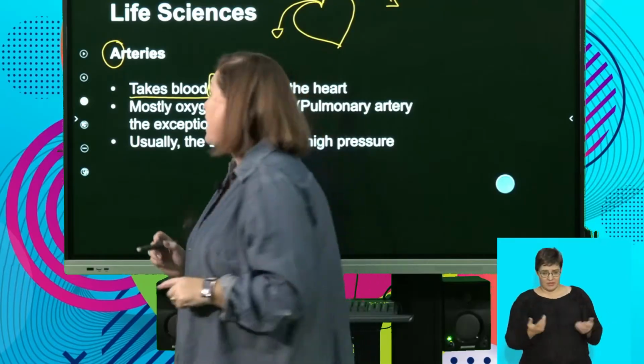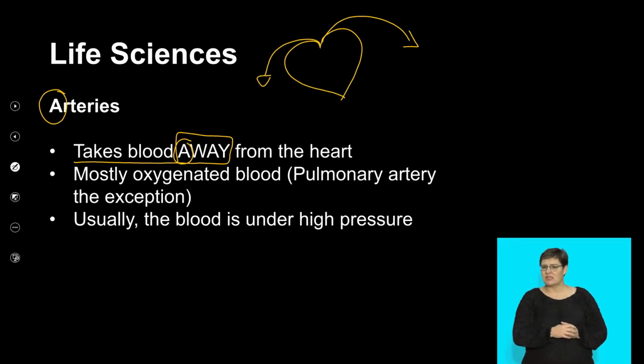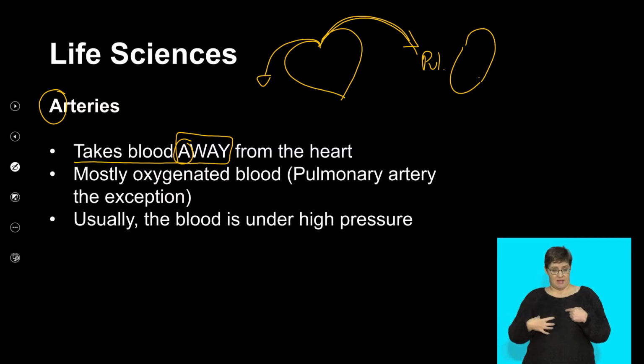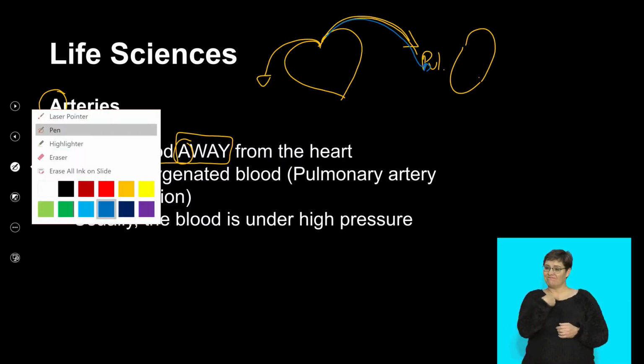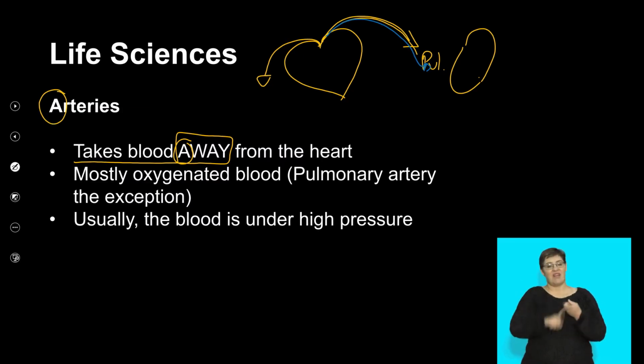What do I mean by that? The pulmonary artery goes away from the heart to the lungs. There's my lung, and I'm going to change my color. Have a look at what blood it has. It has deoxygenated blood. So unfortunately, when it comes to that terminology, we can't always use that term. A more accurate definition is that arteries carry mostly oxygenated blood.